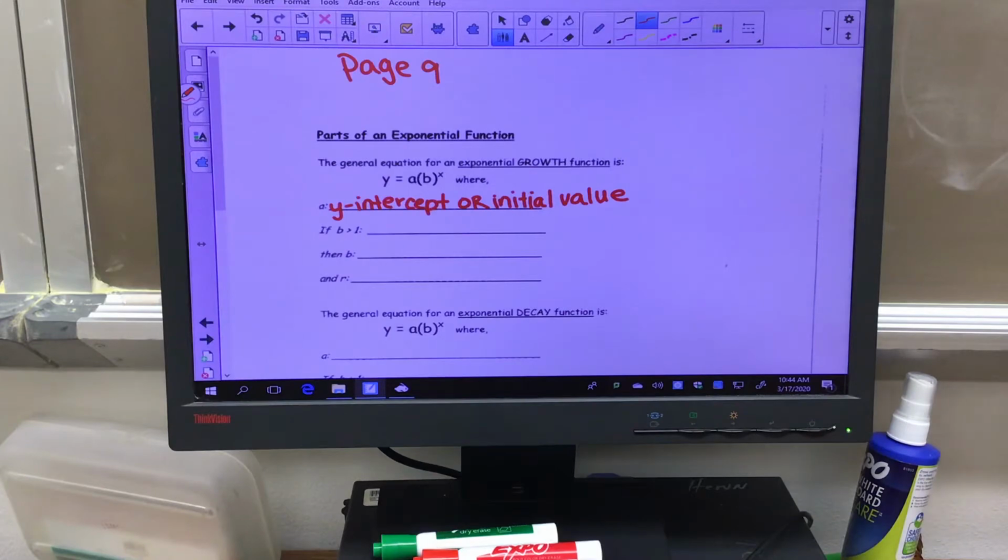So if your b is greater than 1, that means that it's an exponential growth function, or the function is going to increase, meaning the function will look like this. That means that we call b the growth factor. So to find out how much it's growing by, our rate of growth is to take that growth factor and subtract 1 from it.